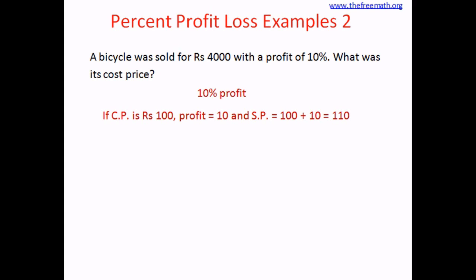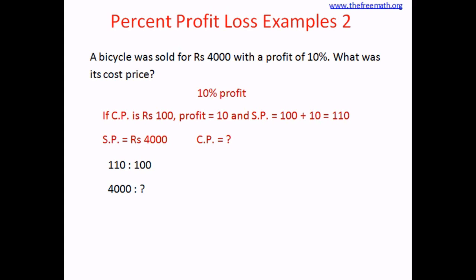In our problem, the SP is 4,000 and we have to calculate the CP. So let's write it down as ratios of selling price to the cost price. That means 110 to 100. When the selling price is 110, the cost price is 100. So when the selling price is 4,000, what is the cost price? 110 to 100 and 4,000 to what?